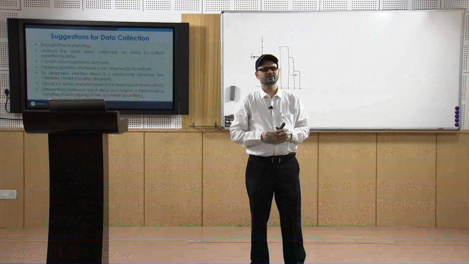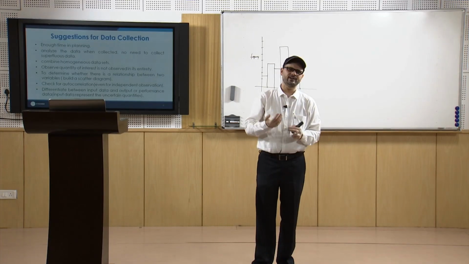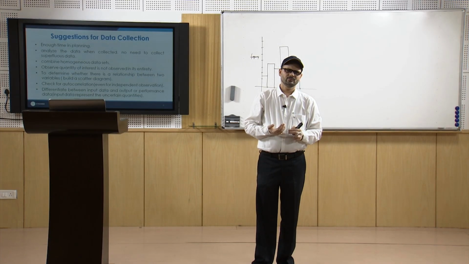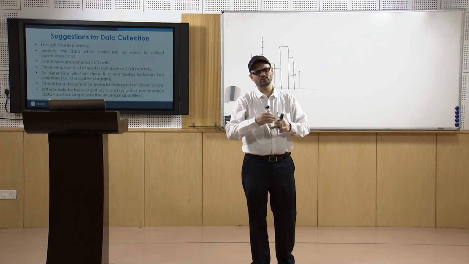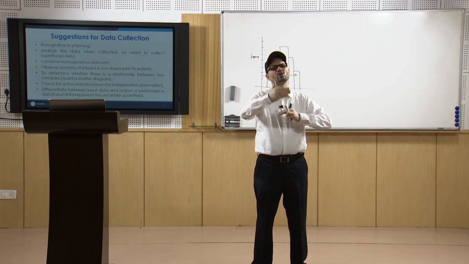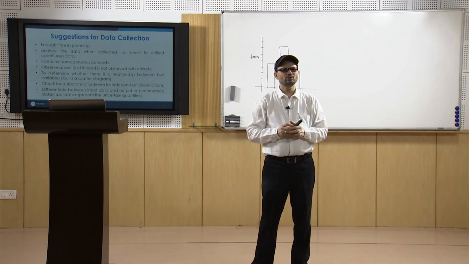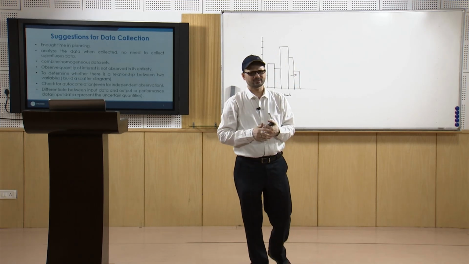Check for autocorrelation. For independent observations, you have to see that they are not autocorrelated. Autocorrelation can be checked by doing a test, and you have to see that even if the data is looking independent, there may be autocorrelation between them. So, you have to also check for that.